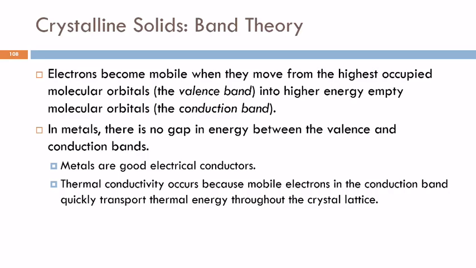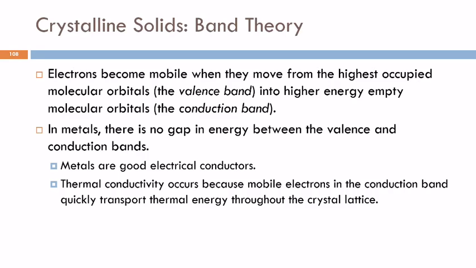The highest occupied molecular orbitals, those are called the valence band. That's where the valence electrons are. The electrons there cannot move. They're stuck because there's electrons next to them. But if they move up in energy just a little bit into the empty antibonding orbitals, that's called the conduction band, then they can move from one end of the substance to the other.